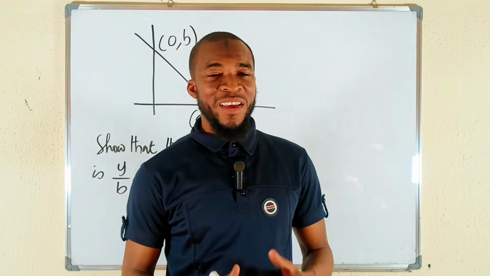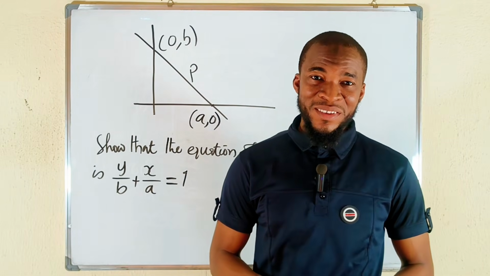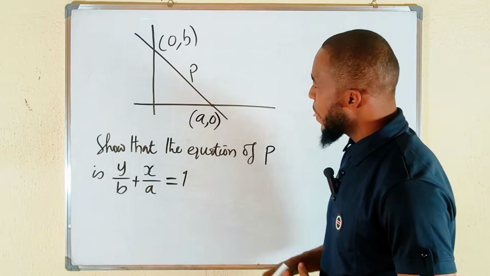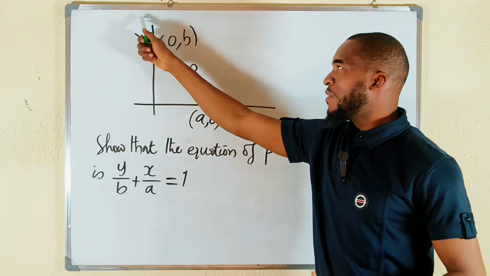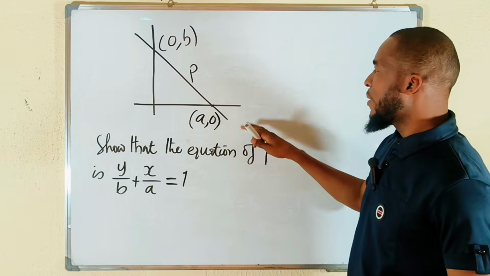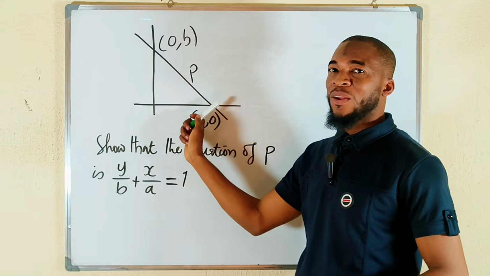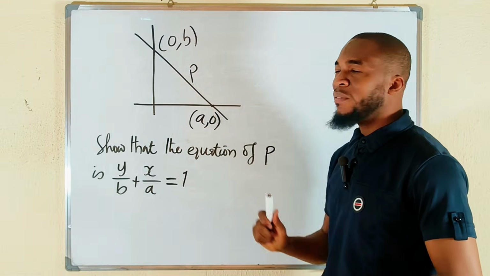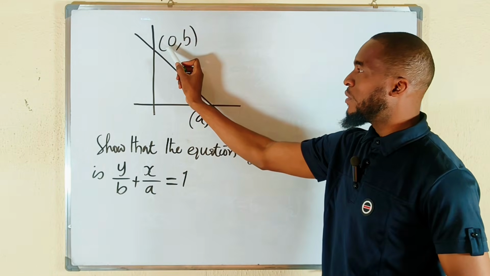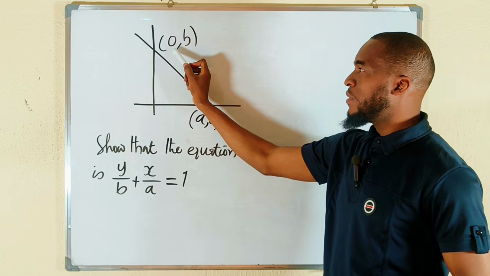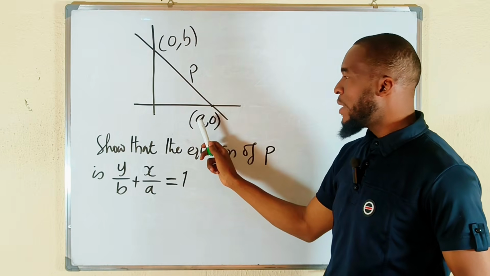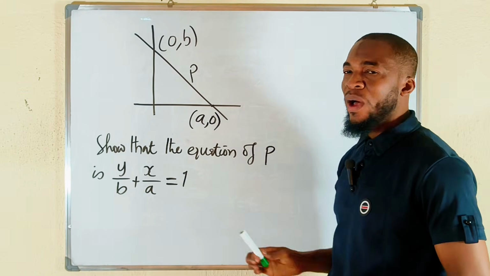Hello everyone, here is another very simple SAT examination question. We are given a diagram here. This is the y-axis and this is the x-axis, and we have a line P that cuts through the y and x-axis at 2 points. The y-intercept is located at (0, b), the x-intercept is at (a, 0).